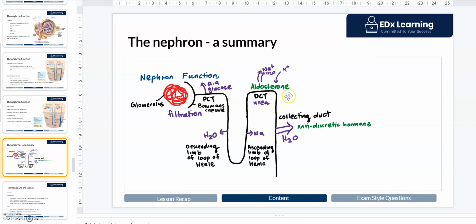The roles of these two hormones aren't required to be known for the current syllabus, however they can ask you an application question on this. And that concludes the function of the nephron.